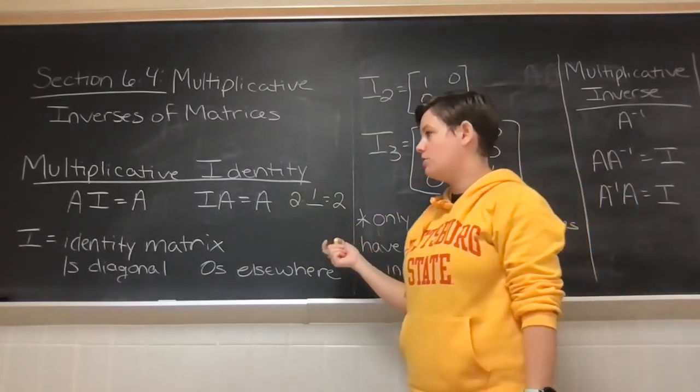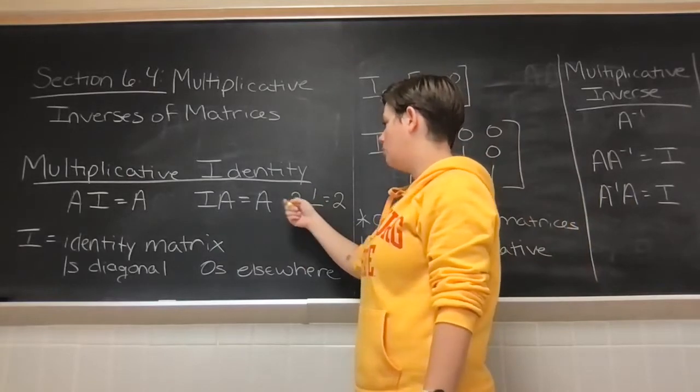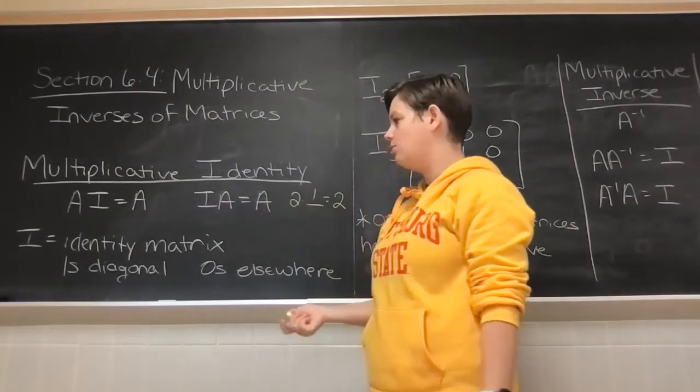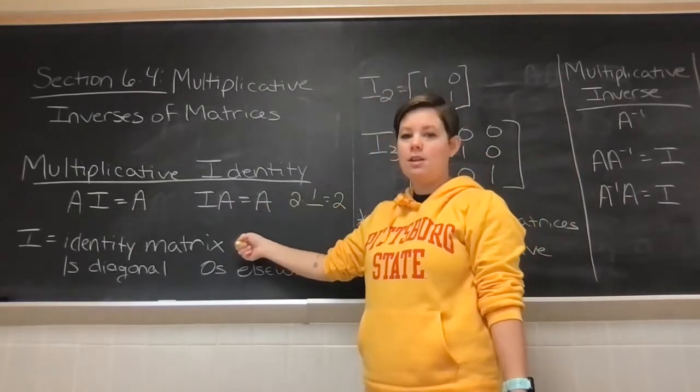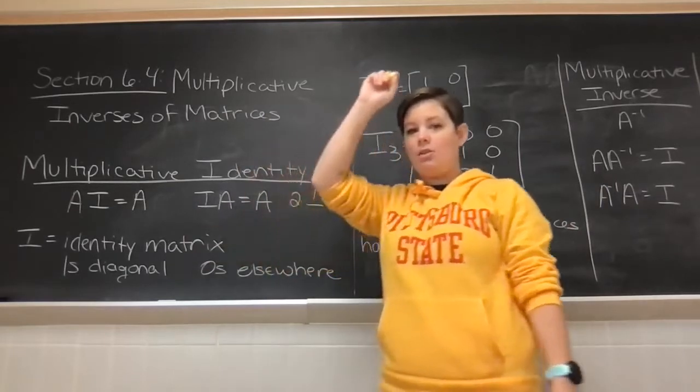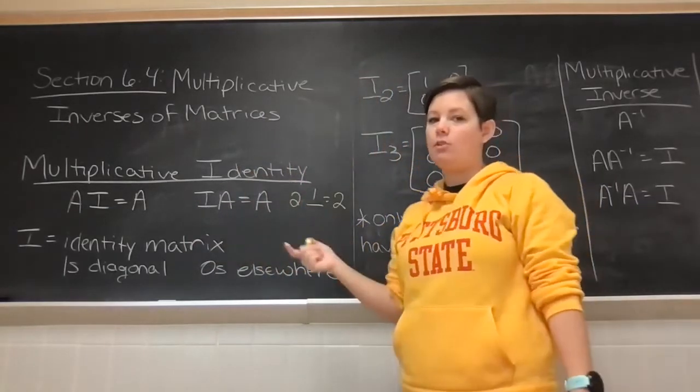So when we're talking about a matrix, we're going to have something that's similar. We're going to have a matrix that we can multiply any other matrix by and still get itself. And that's called the identity matrix. And the identity matrix is a matrix that has ones down the diagonal and then zeros everywhere else.